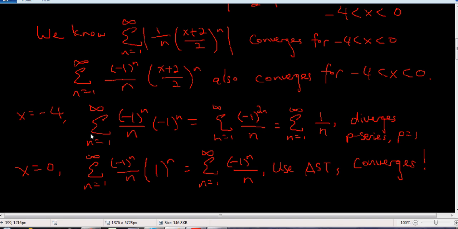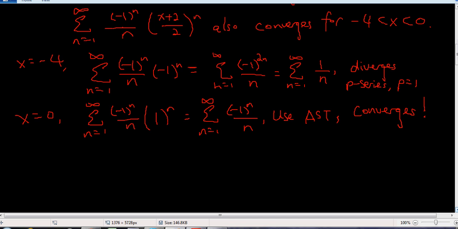So you always have to check your endpoints as well, just to make sure that you find out if they converge or diverge. Of course, I'm going through a lot more detail than you may need to, just to convince yourself or whoever's marking your paper, but it is still a worthwhile exercise to check the endpoints. So we know that it converges at 0, but not at -4.